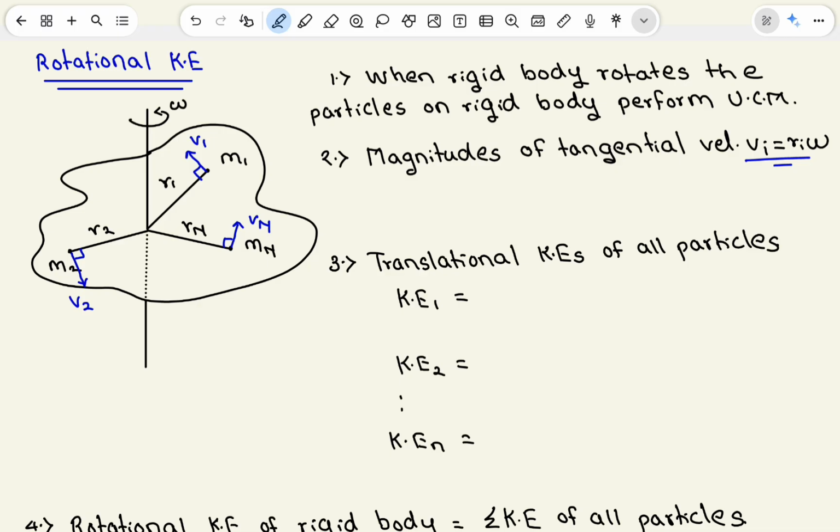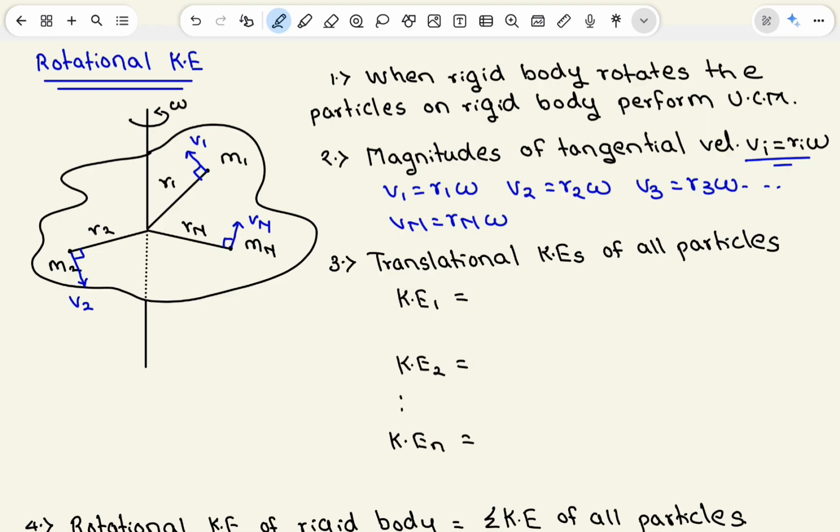So there are n particles, for which I can write the tangential velocities like V1 is equal to R1 omega, V2 is equal to R2 omega, V3 is equal to R3 omega, and so on up to Vn, which we can write down as Rn into omega. Now a point to notice over here is that the tangential velocities are different for different particles because the distance of all the particles from the axis of rotation is different.